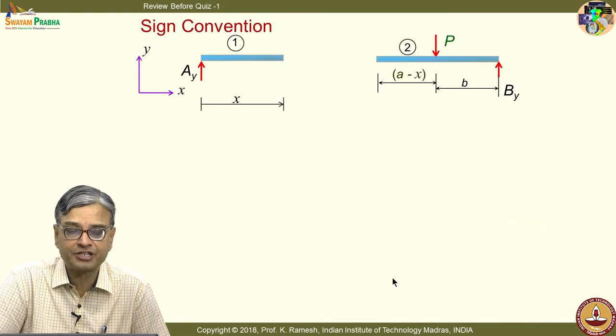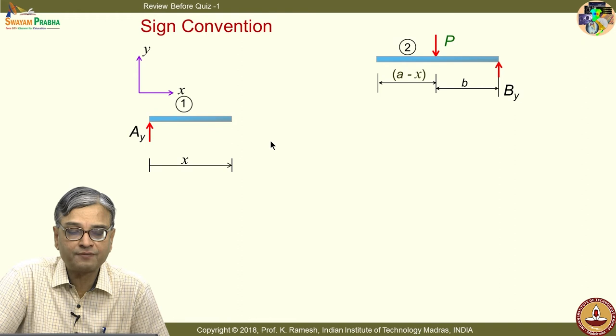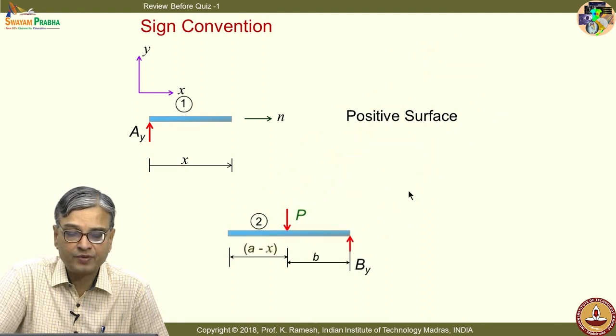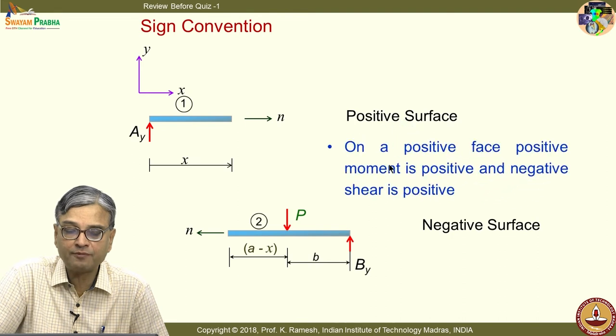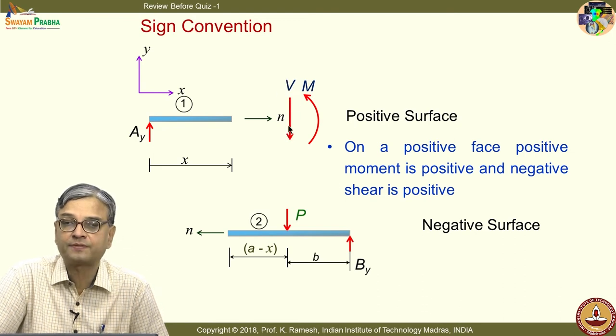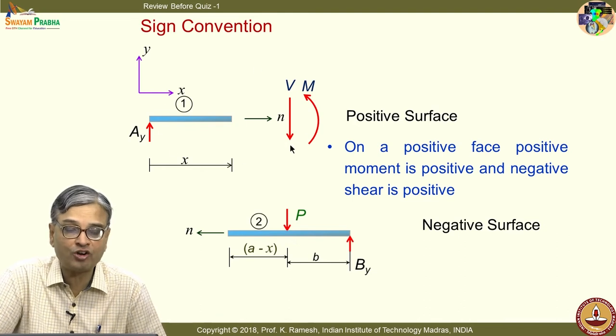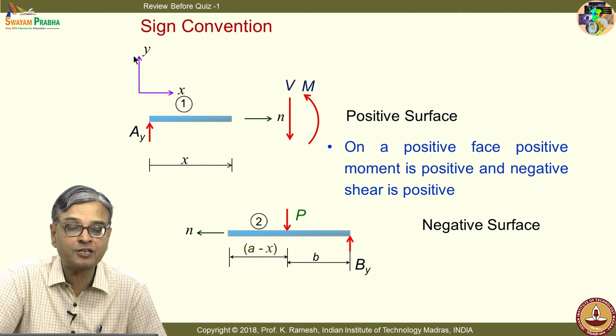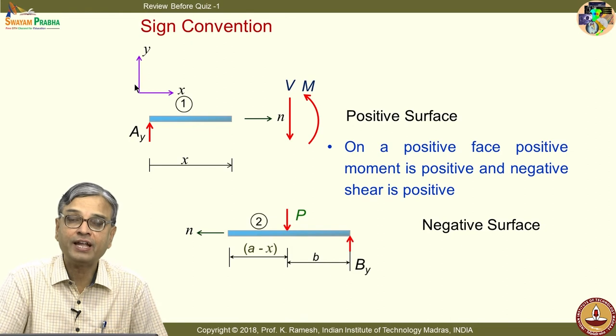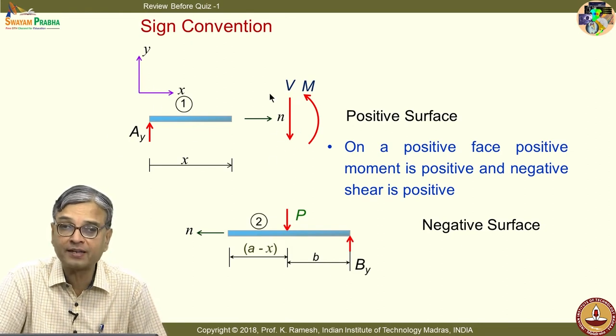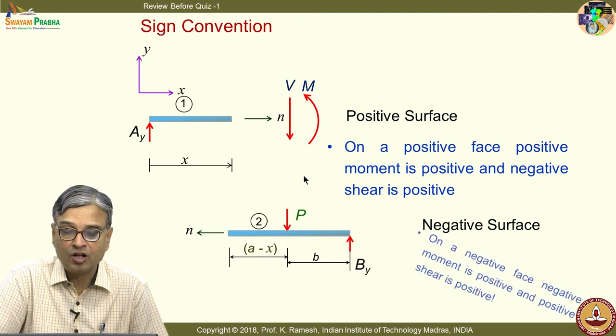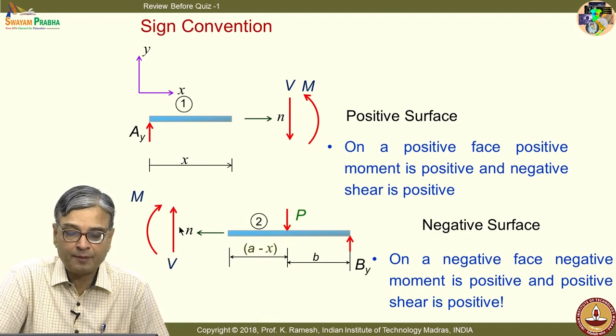Okay. And what is the sign convention? We have to identify this as a positive surface, and then we have to identify this as a negative surface. Since we have adopted Merriam, we will use that sign convention. On a positive face, positive moment is positive, and negative shear is positive. This is what you have in the case of Merriam. I take the moment anticlockwise and shear force downwards. This is to draw the isolated section. Once I draw the isolated section, all my signs I have to refer with respect to the reference axis. Okay. You should treat this force as negative when you do the force balance. You should not miss that. On a negative face, negative moment is positive and positive shear is positive.